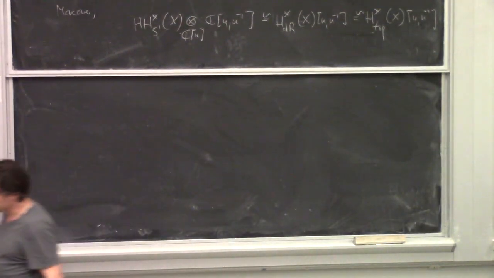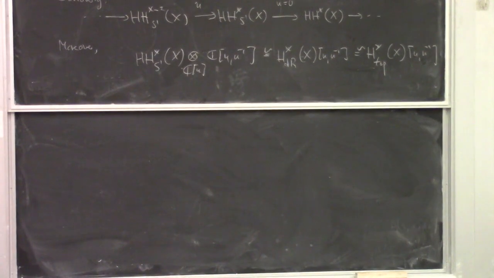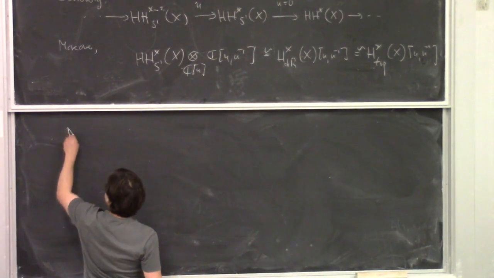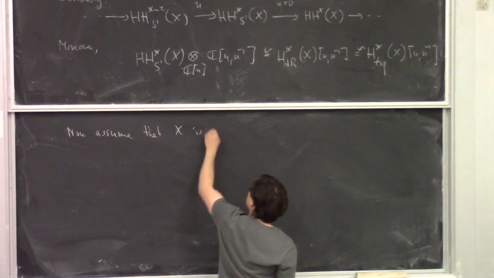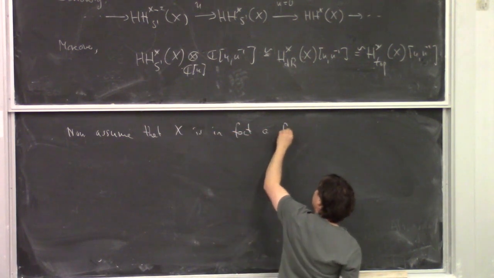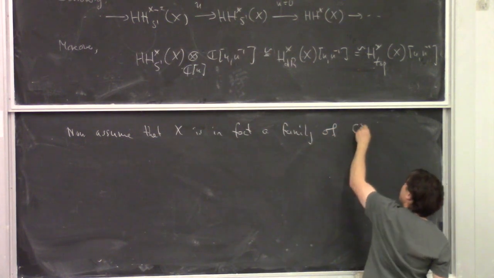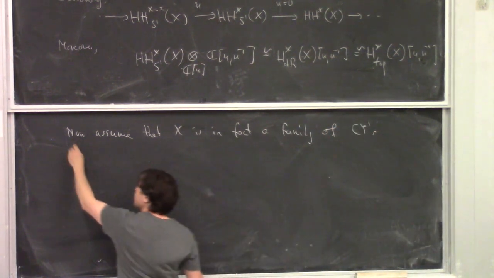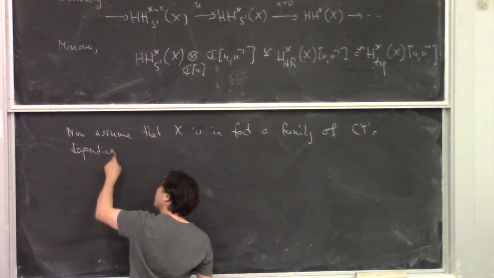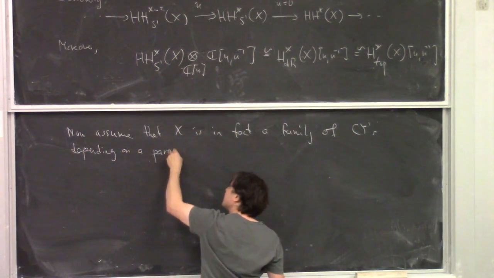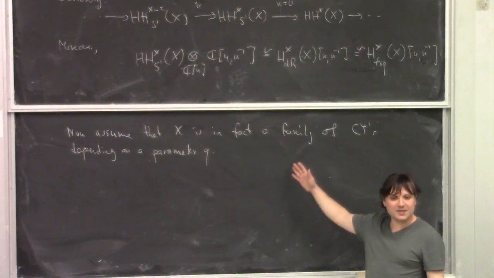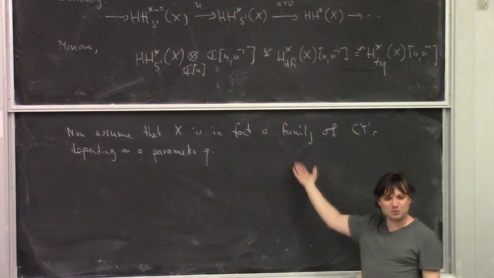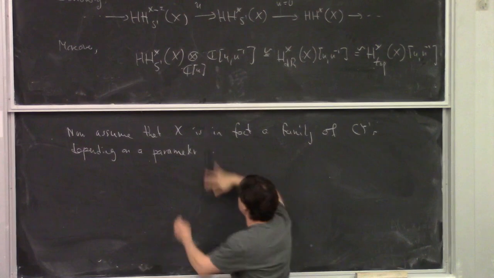Okay, so now assume that X is in fact a family of Calabi-Yaus, depending on a parameter q. Now, you can give this a variety of formal meanings, and any of those meanings will do. So just choose whichever you're more comfortable with. Oh, actually, let me call this parameter t.